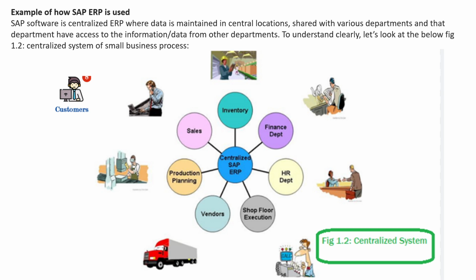Now I'm going to share a typical business process in SAP, and how it will be used in a small business process. SAP software is a centralized ERP where data is maintained in a central location and shared with various departments, and the departments have access to the information and data from other departments also. Okay. Now I'm going to share some examples.